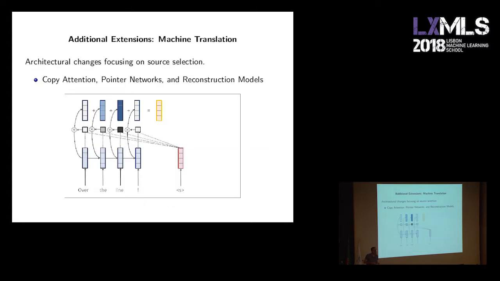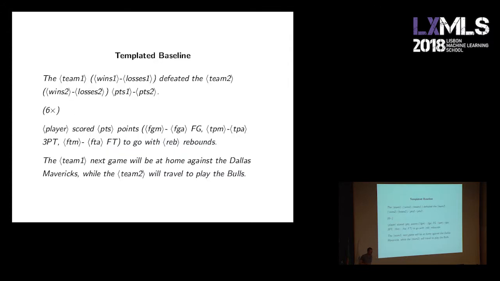The rest of the model is basically as I've described so far. We use copy attention to try to produce our output words. And now, just for the sake of argument, I'm going to propose that we compare this rich, fancy neural network model with a templated baseline.